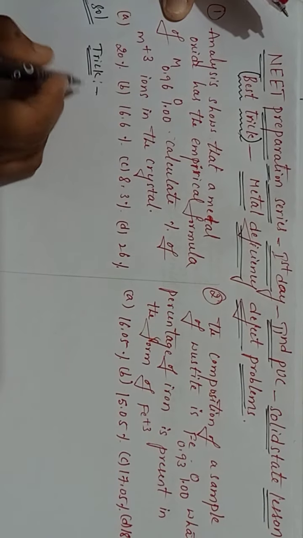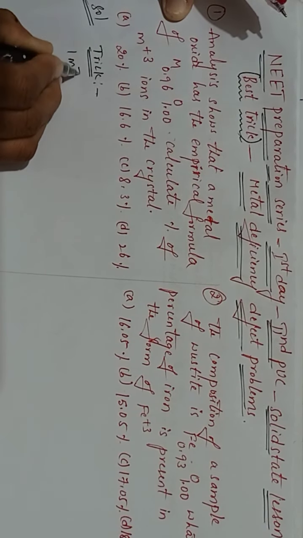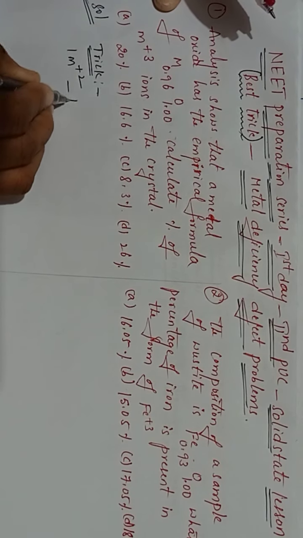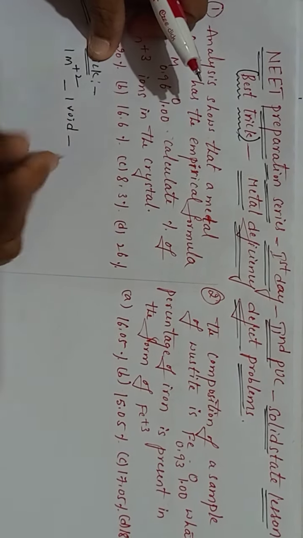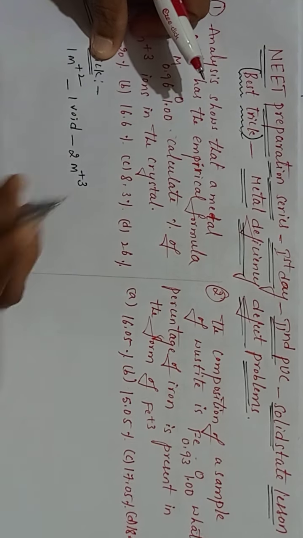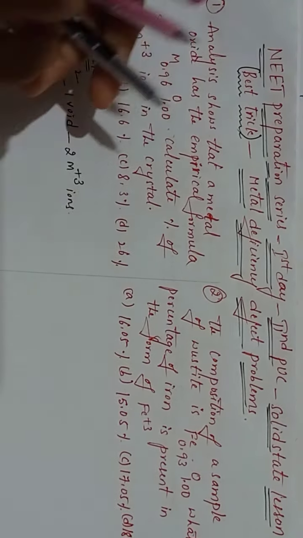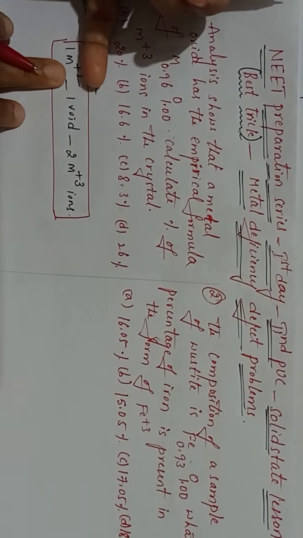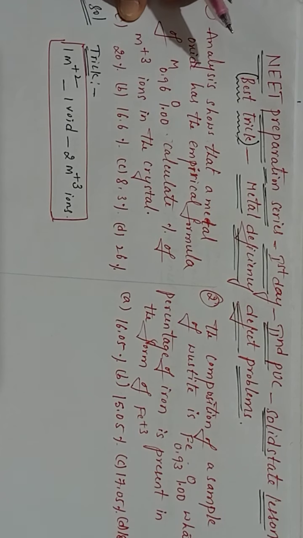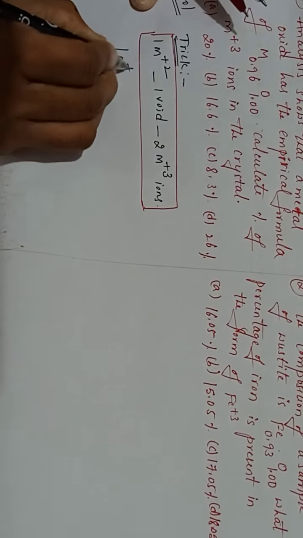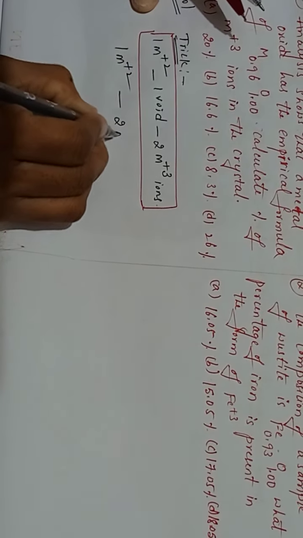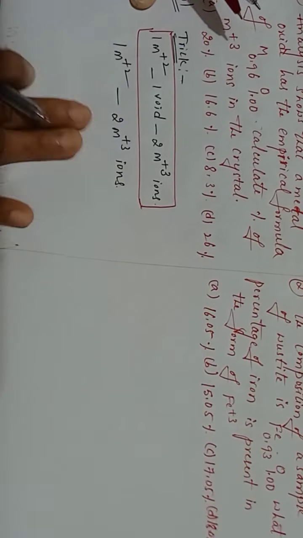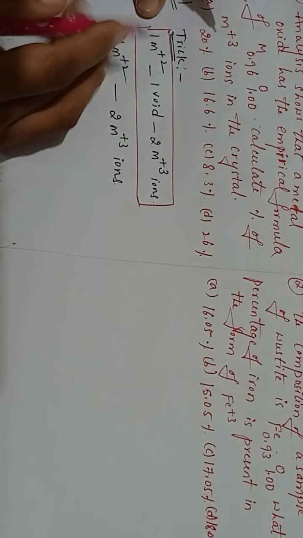See here, in the crystal, if suppose one M plus 2 ion is lost, then it creates one vacancy and it produces 2 M plus 3 ions, students. Are you understanding? 2 M plus 3 ions. So this is the trick you have to remember. That means 1 M plus 2 ion creates how many M plus 3 ions? From this you can write: 1 M plus 2 ion creates 2 M plus 3 ions. Remember this, students, then you can easily answer the questions.